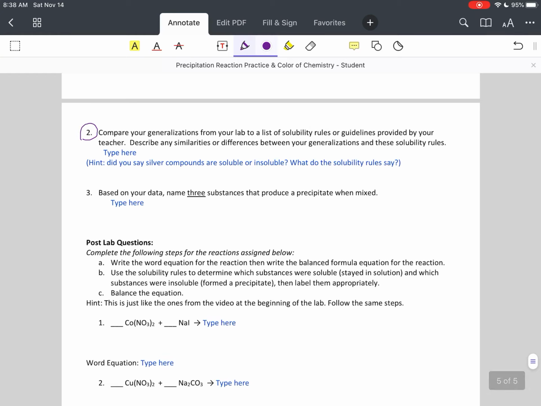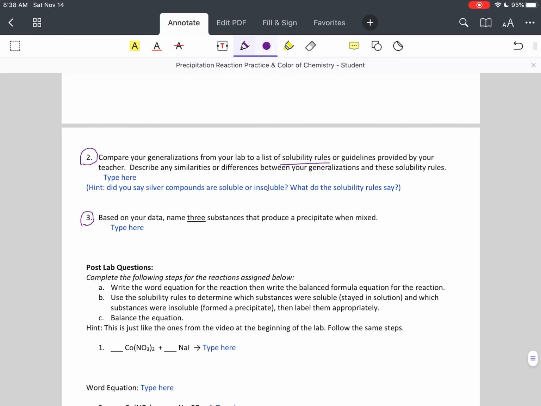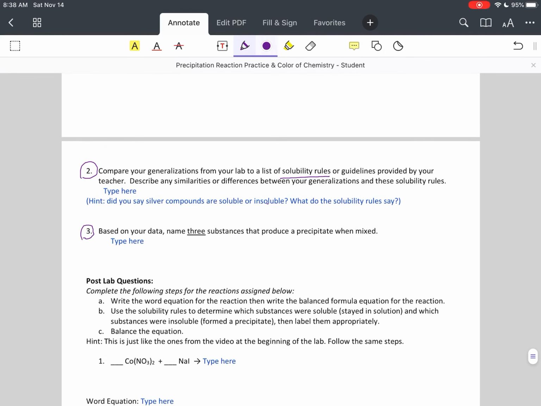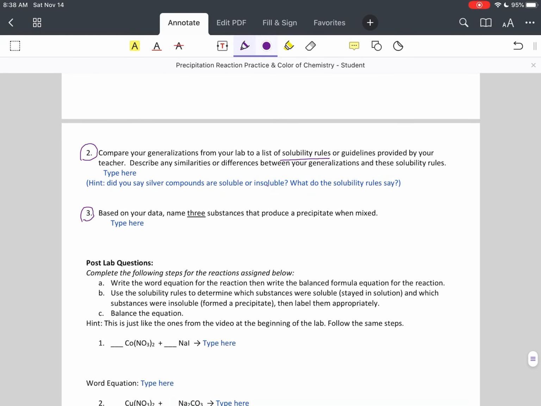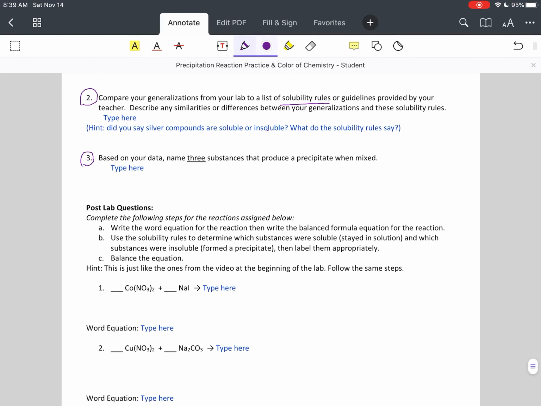Number 2, you're just going to compare those generalizations to the actual solubility rules that we've been looking at over the past 2 days. So do you see any similarities, or maybe you found some differences based on your lab data? Okay, and then number 3, I just want you to give me 3 different substances that produced a precipitate. So tell me the full substance, the two different reactants that produce that precipitate when it's mixed, okay?